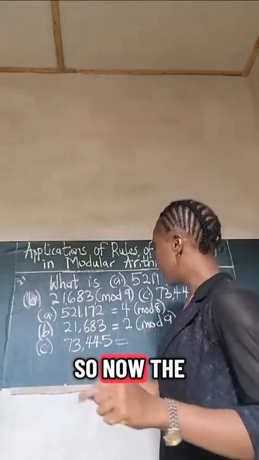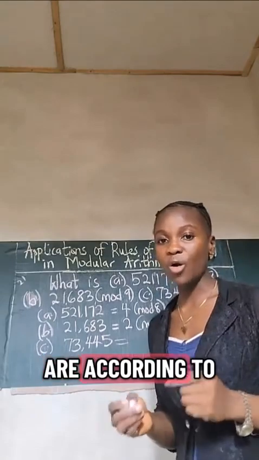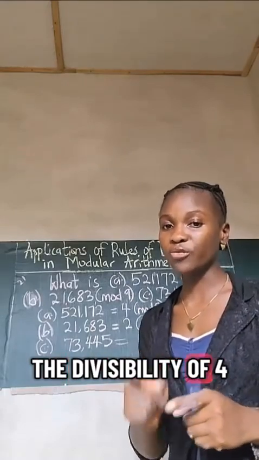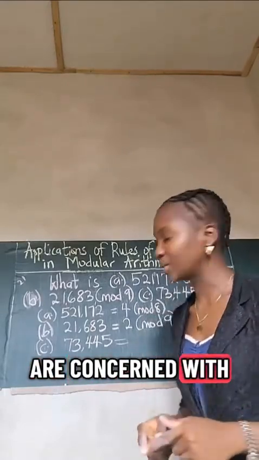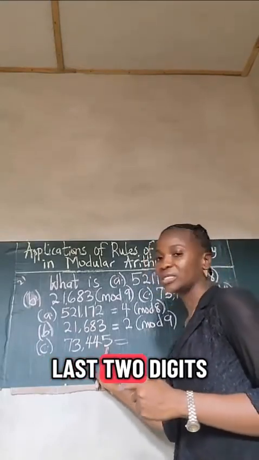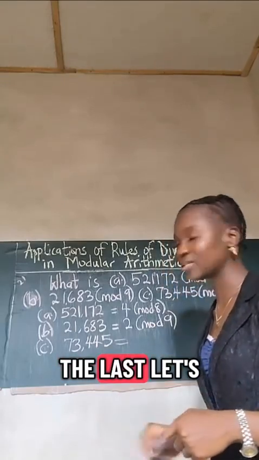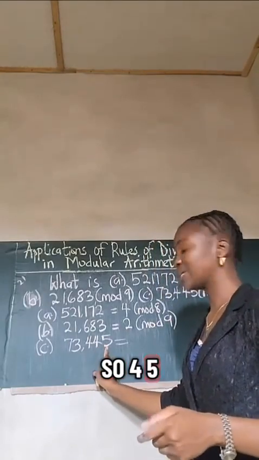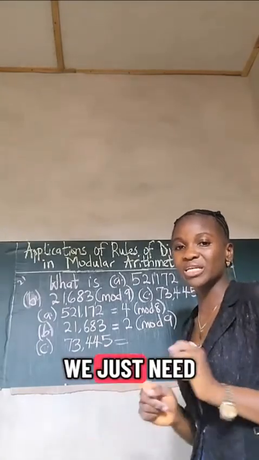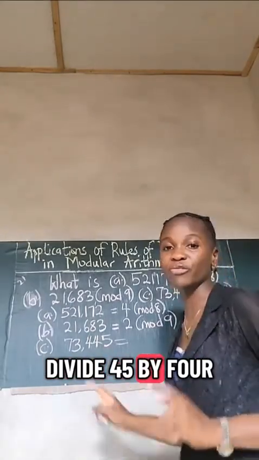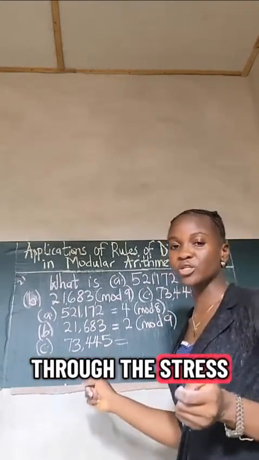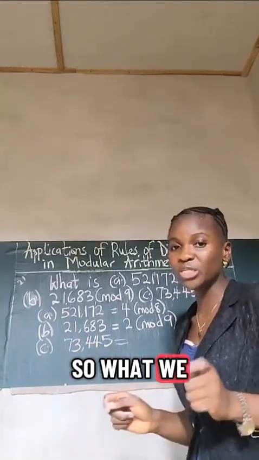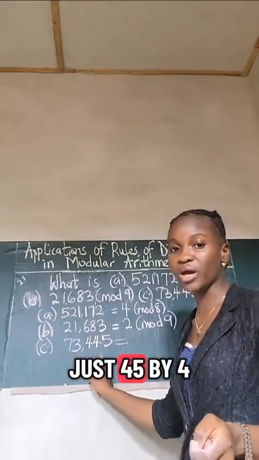Now, according to the rule of divisibility of 4, the numbers we are concerned with in this particular question are the last 2 digits. Let's look at what the last 2 digits are. 45. So 4, 5, and that's 45. So now, what we just need here is to divide 45 by 4, instead of going through the stress of dividing the whole of 73,445 by 4.